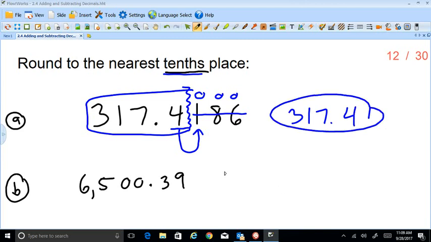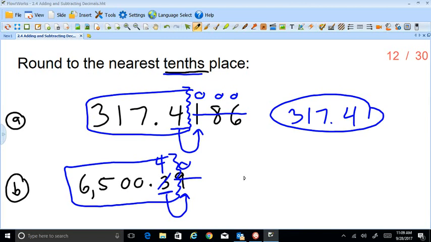I'm going to round B now to the nearest tenths place. Again, underline the digit that's in the tenths place, hook an arrow to the digit that's in the hundredths place, or to the right of it. The 9 tells me to bump the 3 up, it becomes a 4. Everything to the right becomes zeros. I cut it off at the tenths place, and I rewrite my final answer, 6,504 and 4 tenths.